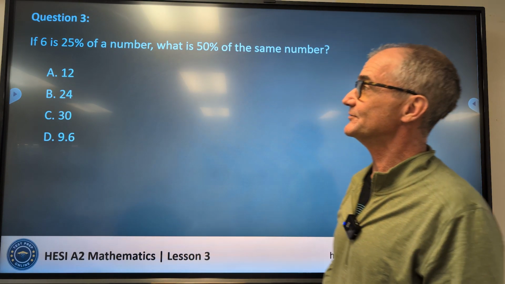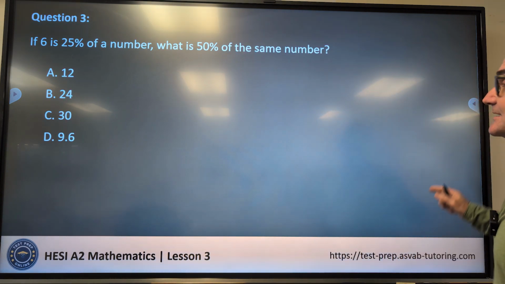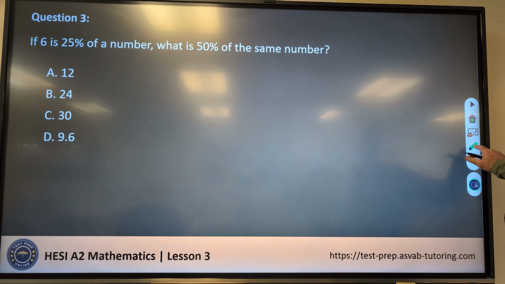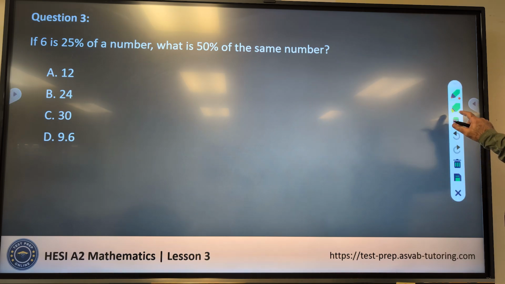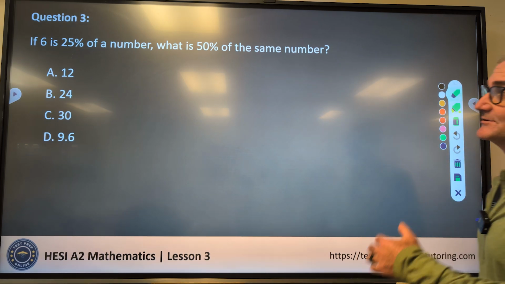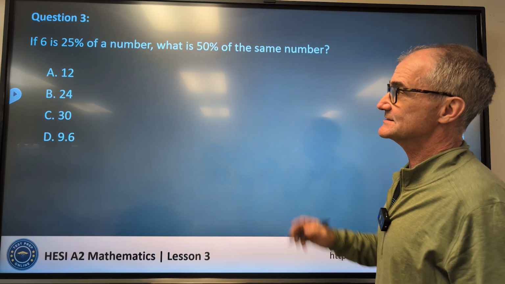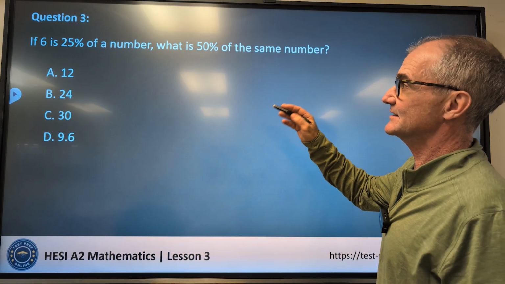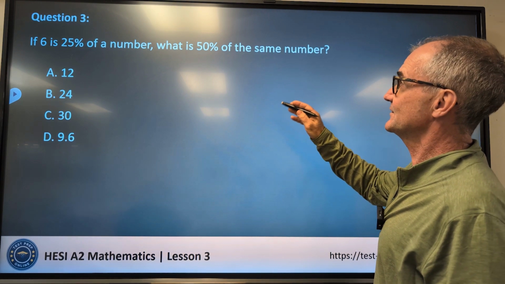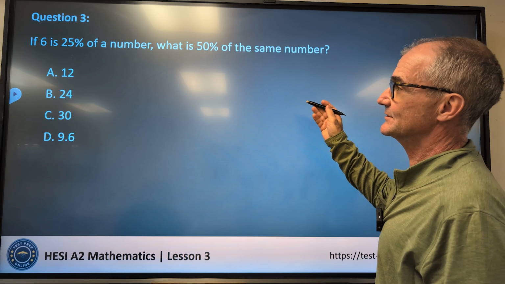Okay, problem number 3. Again, make sure you have your notebook out in front of you. The best way to do these problems is always to do them before I do them. 6 is 25% of a number. What is 50% of the same number?